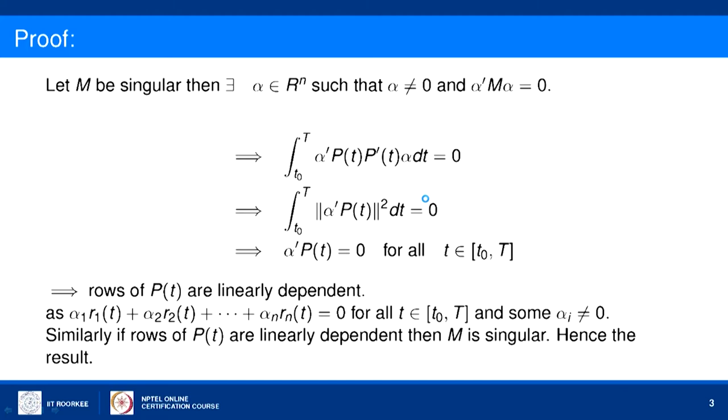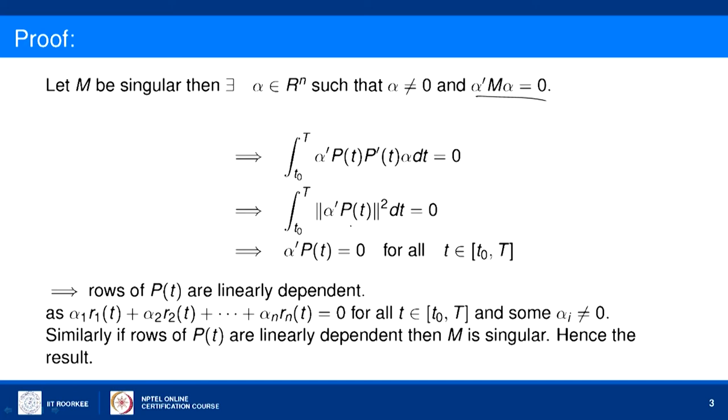The proof is like this: if M is a singular matrix, then we can find a vector alpha in R^n so that alpha is non-zero and alpha' M alpha is equal to 0. This is a standard result. Substituting the definition of M, the integral from t0 to capital T of P(t) P'(t) dt, and pre-multiplying with alpha' and post-multiplying with alpha, that is equal to 0. But this is nothing but the integral of the squared norm of alpha' P(t) dt equal to 0, and the integral of a positive quantity is 0.